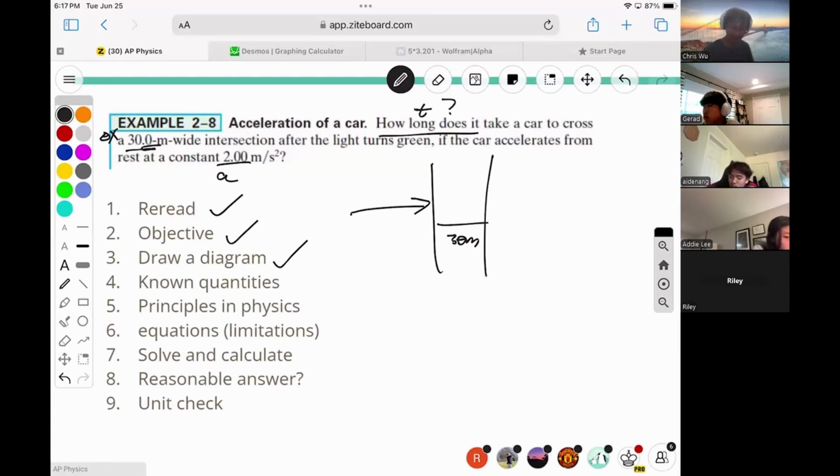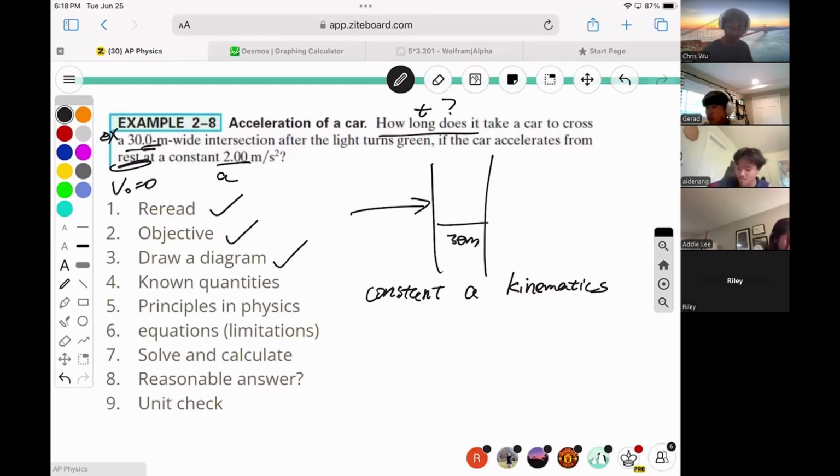Known quantities, I did that. Principles in physics, well, constant acceleration kinematics, right? I'm not doing constant velocity, I'm doing constant acceleration. I also know that I start from rest, so v naught is 0 as well. Principles in physics, that's that equation.